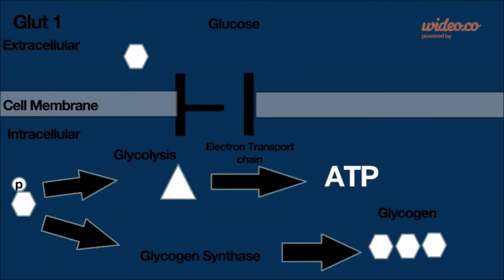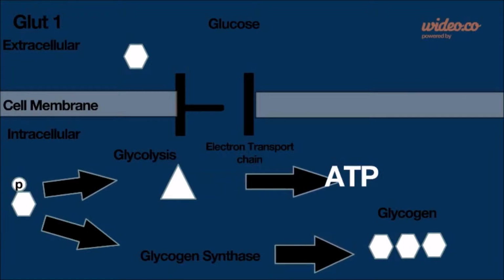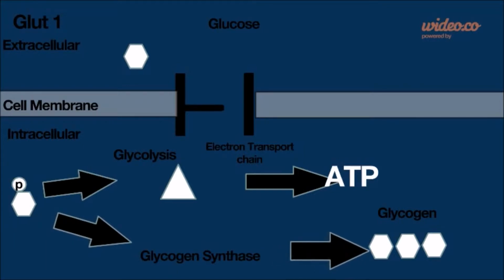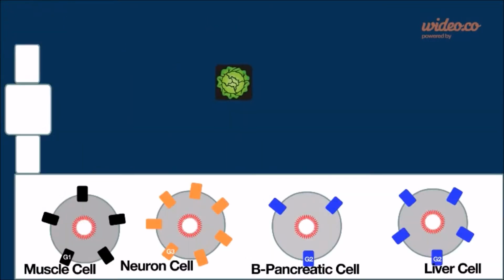Phosphorylated glucose can then enter two distinct metabolic pathways. If the cell requires energy, glucose will enter the glycolysis pathway to produce ATP. If the cell does not need further energy, it will then travel the glycogen synthase pathway and store glucose in the form of glycogen. In the next few slides, we will introduce low and high glycemic index foods into our cell glucose systems. First up is a head of lettuce.